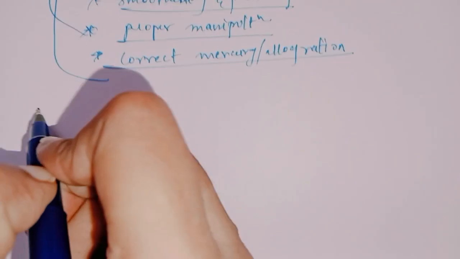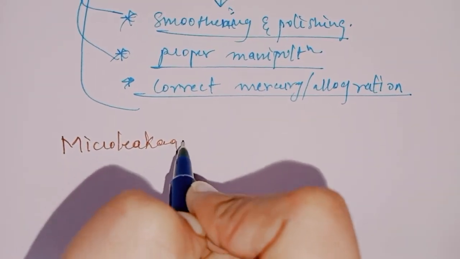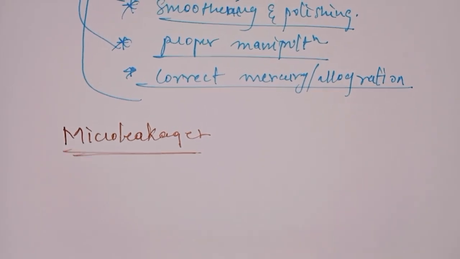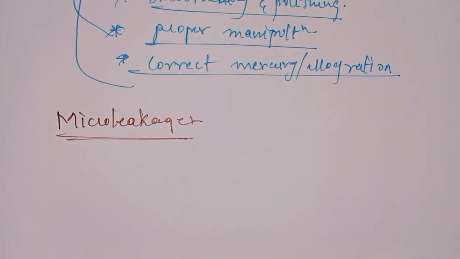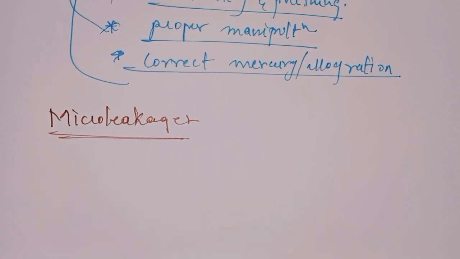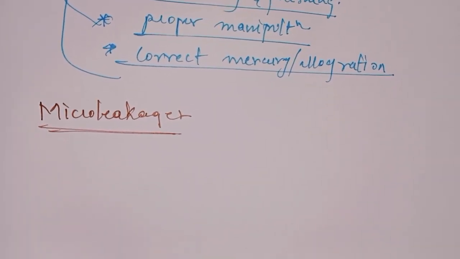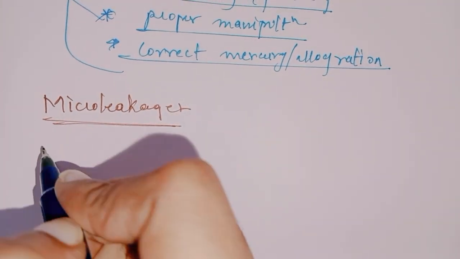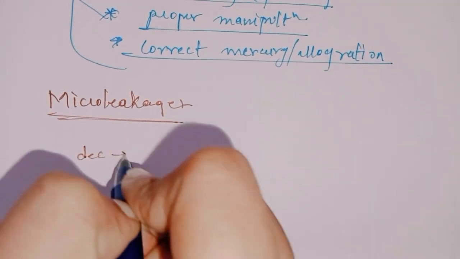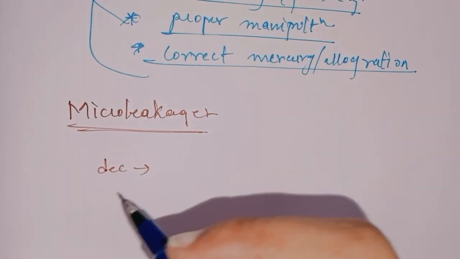And the last property we are going to discuss is microleakage. Dental amalgam has a tendency to minimize marginal leakage. The small amount of leakage under amalgam restorations is unique. Leakage decreases as the restoration ages in the mouth due to corrosion products.